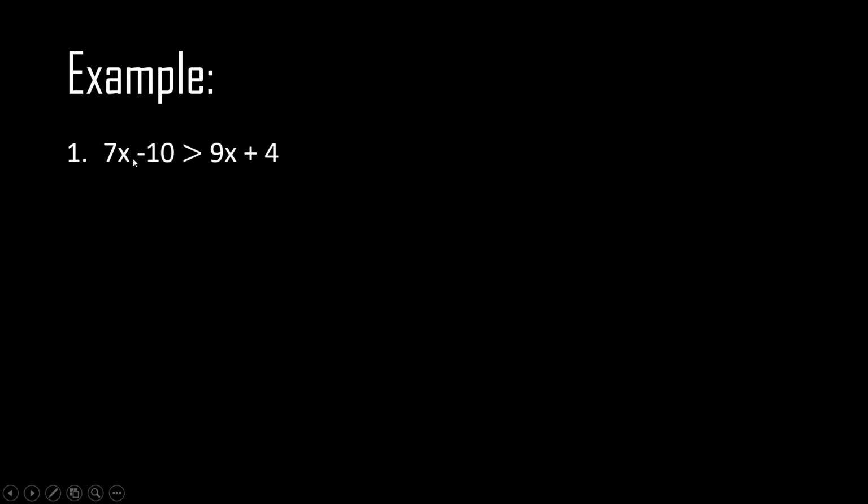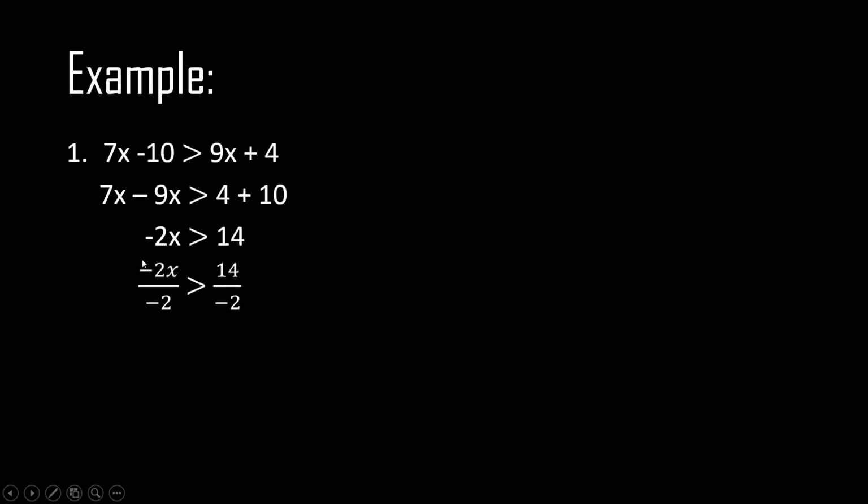So 7x minus 10 is greater than 9x plus 4. Grouping like terms, we transpose this 9x to the left side and the -10 to the right side. So we can get this equation, -2x is greater than 14. Dividing both sides by -2 to get the value of x, x will be less than -7.